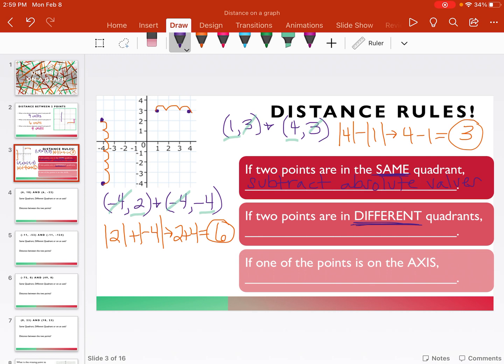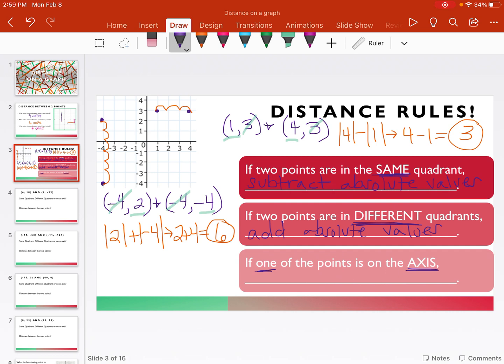Okay, let's write the rule. We're going to add absolute values anytime they are in different quadrants. Okay, so finally, one more situation. If one of the points is on the axis, what are we going to do then?